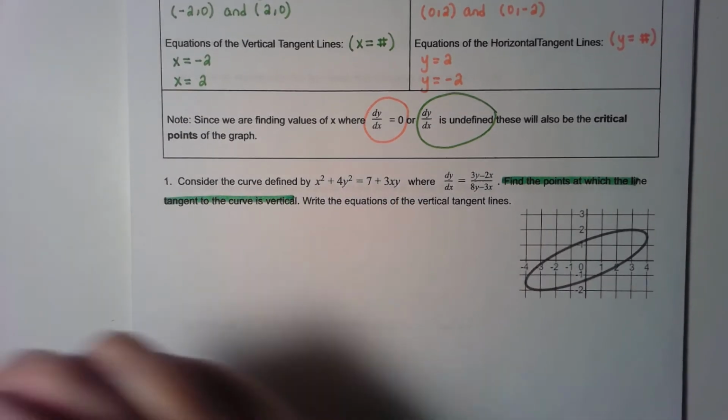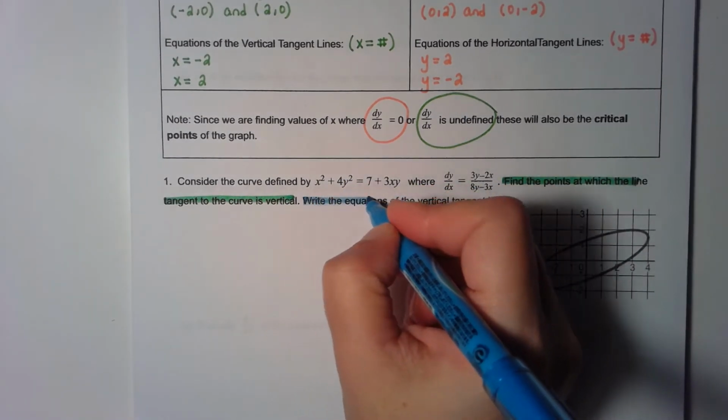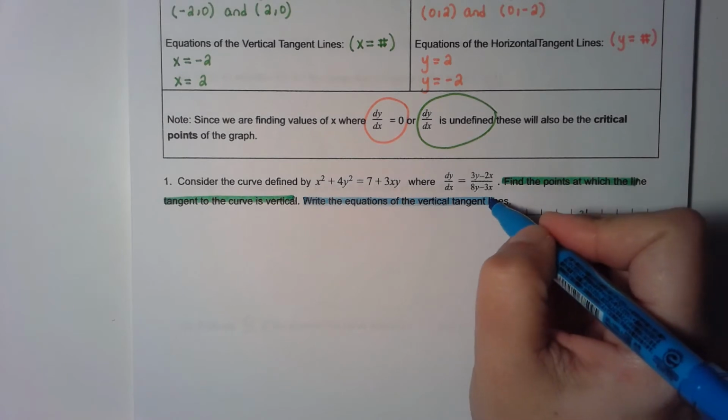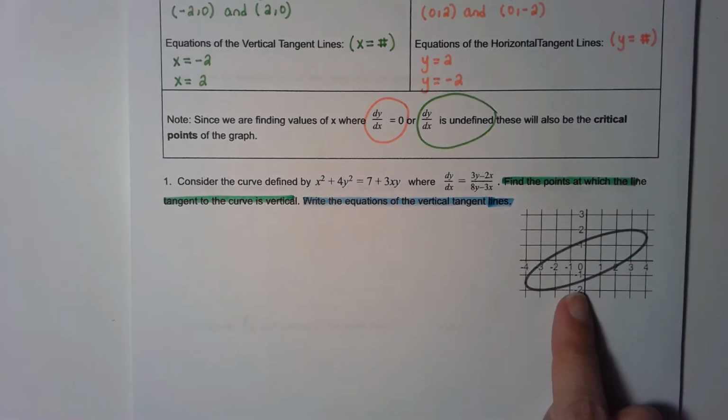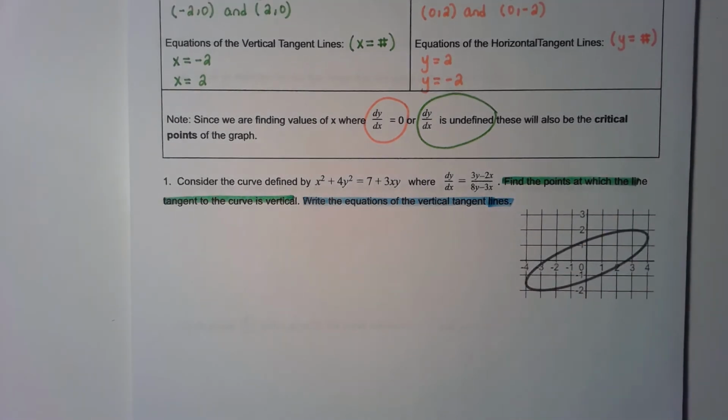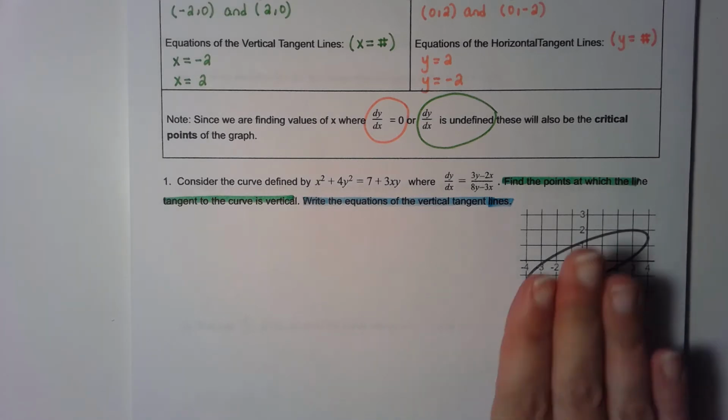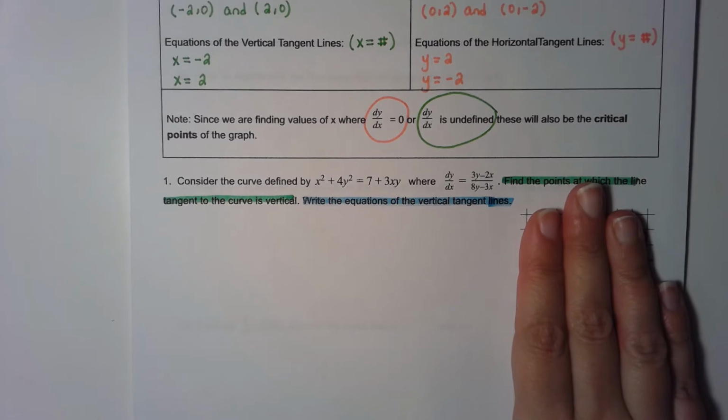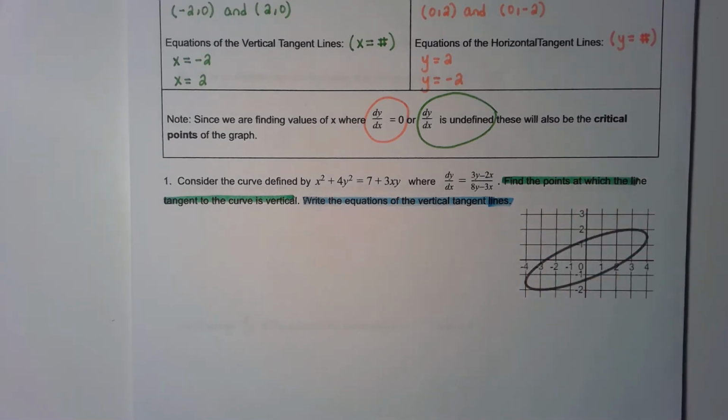And second, we need to actually write the equations of the vertical tangent lines. Now, I provided a picture here because after we're done doing this algebraically, I want to compare it to the picture of this graph. However, on the AP test, keep in mind, this will not be part of the test. You're just going to do this algebraically. I do think it's really helpful for understanding what we're doing to be able to compare it to the actual picture of the graph.